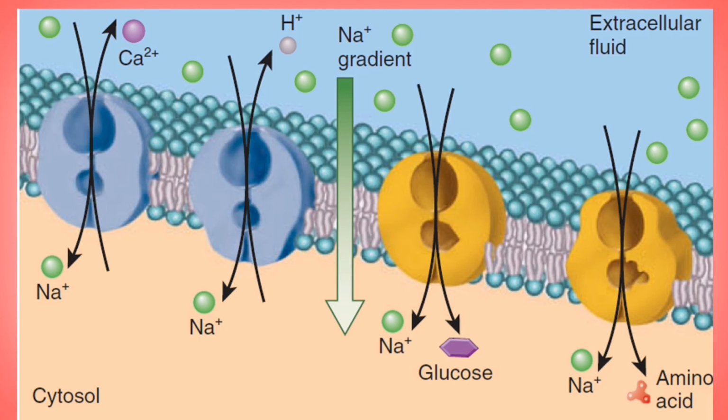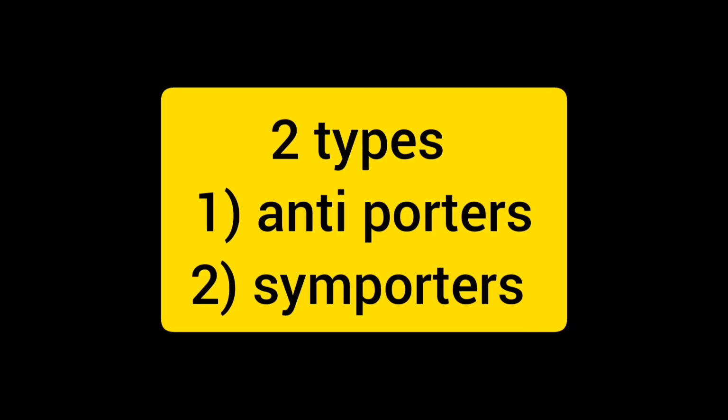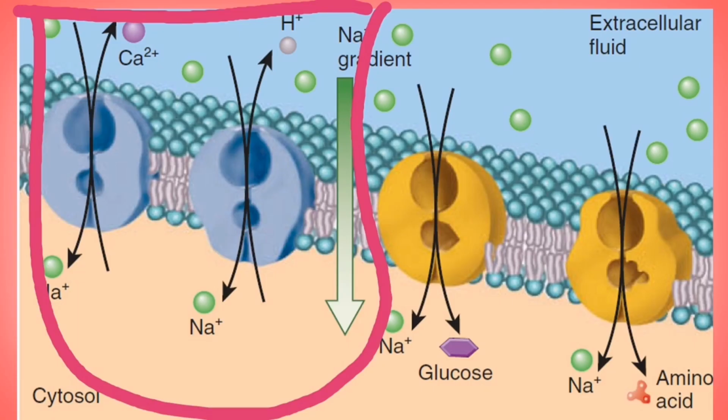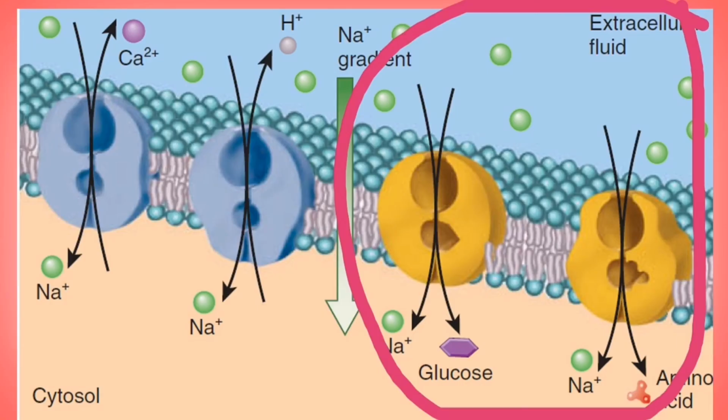Secondary active transport is again of two types, antiport and symport. Antiport means, as the name implies, the two substances are moved in opposite directions simultaneously. But symport moves the two substances in the same direction simultaneously. That is antiport and symport. So, active transport is concluded.